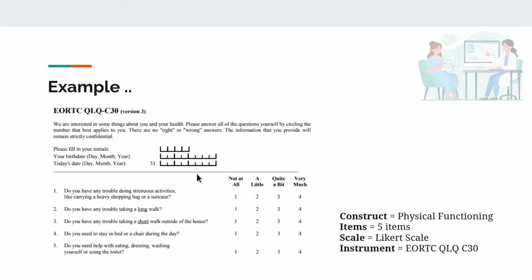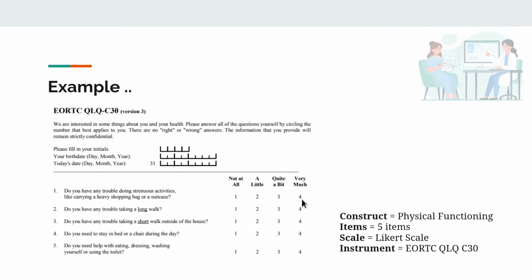And it is being measured using these 5 questions using a Likert scale. So a Likert scale is basically an ordinal scale where we are saying that if the patient responds not at all, that gets a value of 1. While if they respond very much, that gets a value of 4.